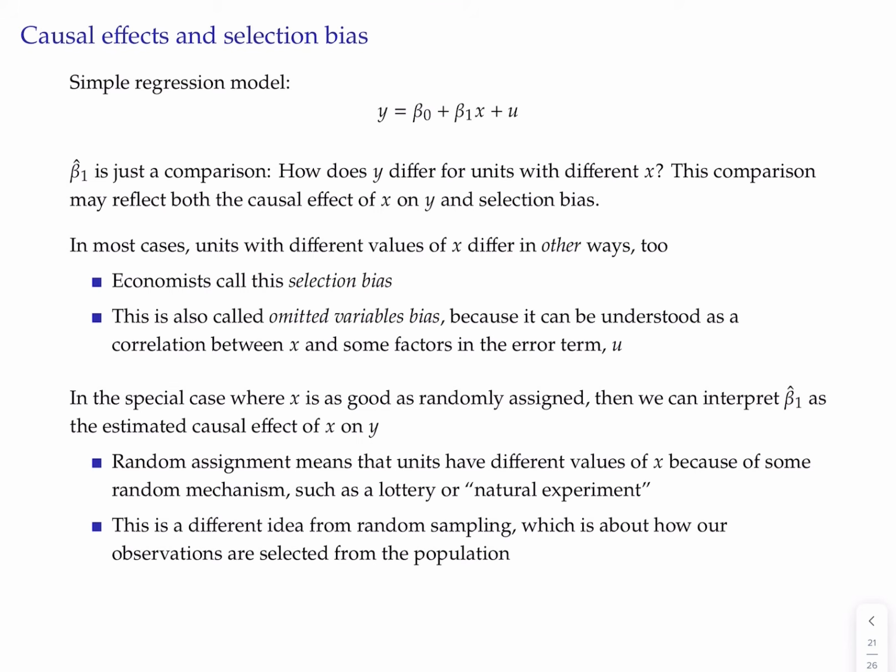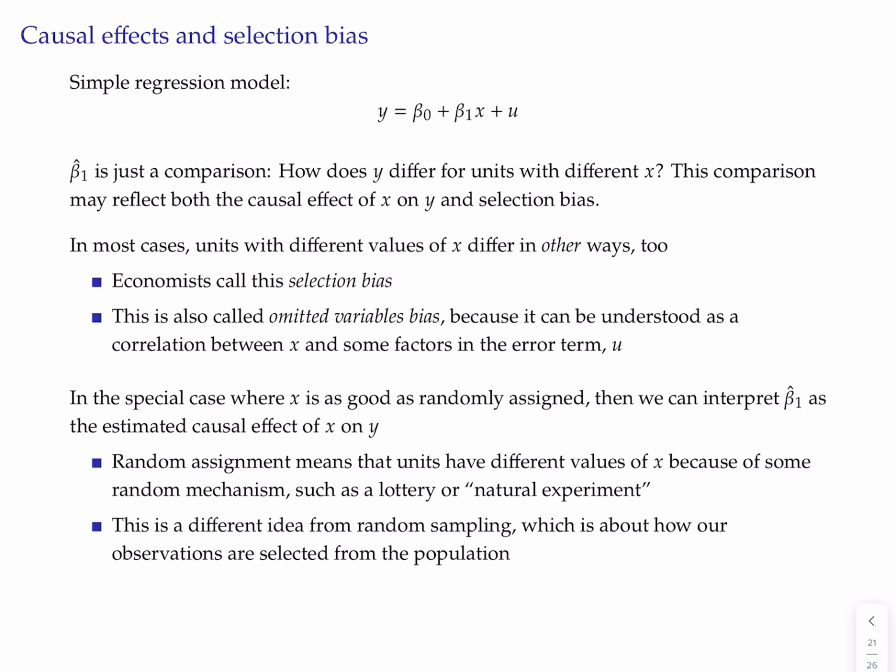We're just fitting a best fit line through our XY scatter plot. And so what beta 1 hat is giving us an answer to is, how does y tend to change when x changes? It's just a correlational device, this regression. In general, the answer probably reflects some causal effect of x on y, but also other reasons why x and y are associated, which here we'll call selection bias.